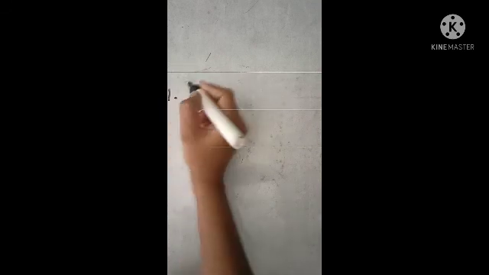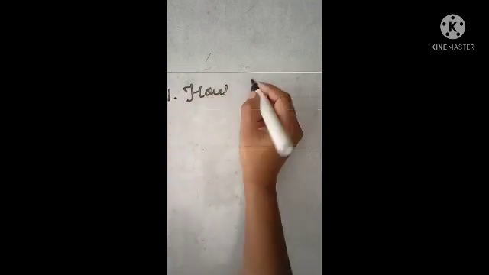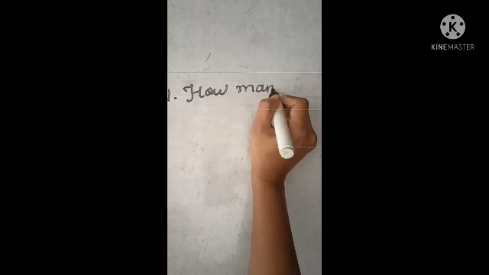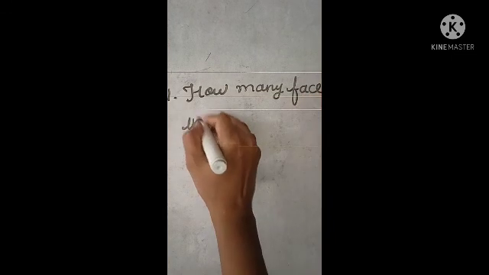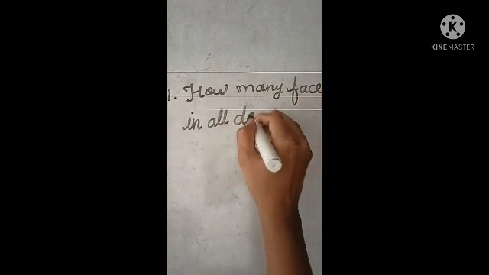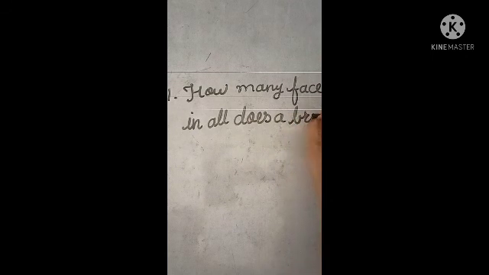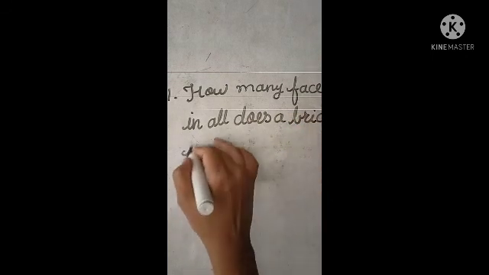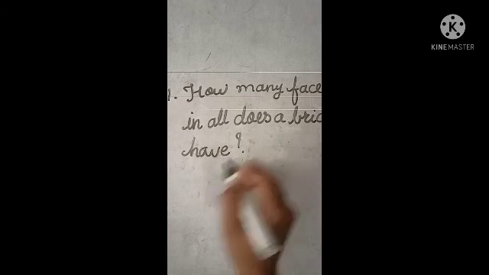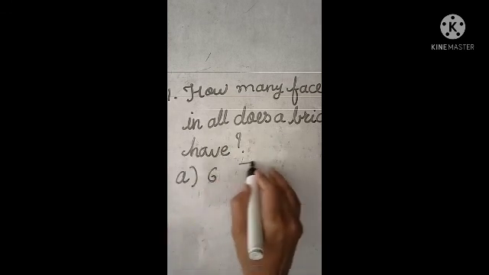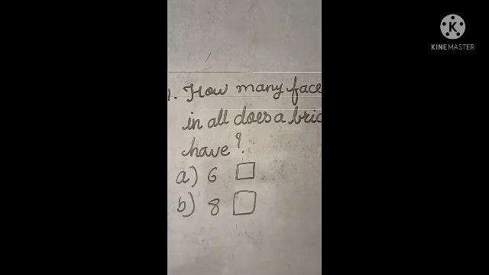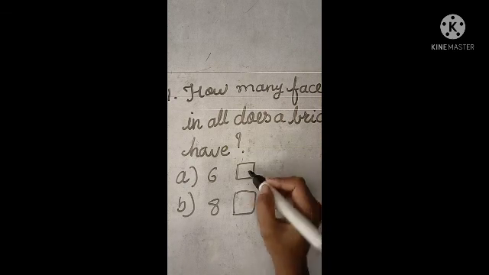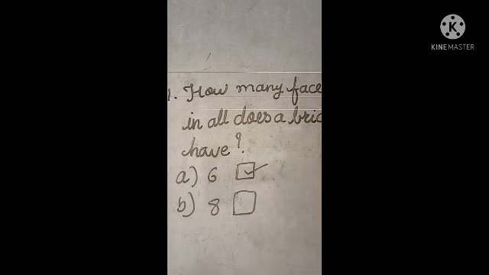First is, how many faces in all does a brick have? Options are A, 6 faces and option B is 8 faces. So students, the correct answer is 6 faces. So how many faces in all does a brick have? So 6 faces.